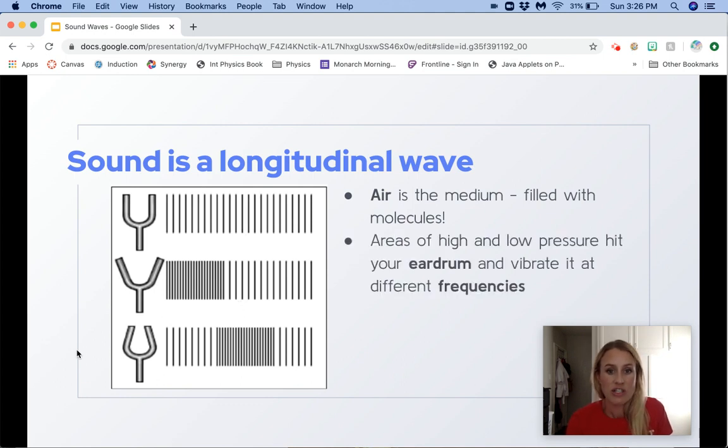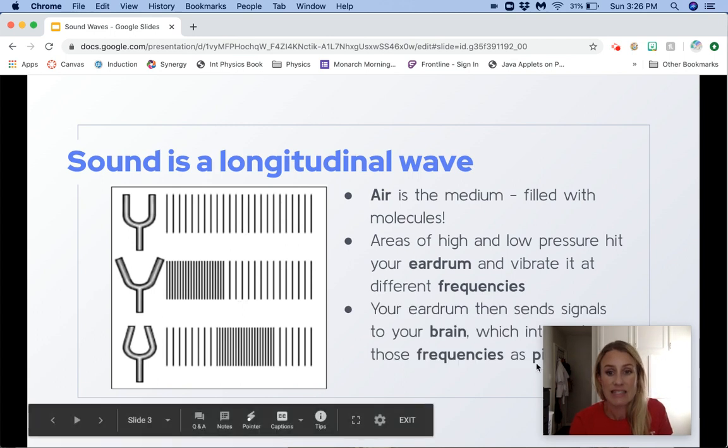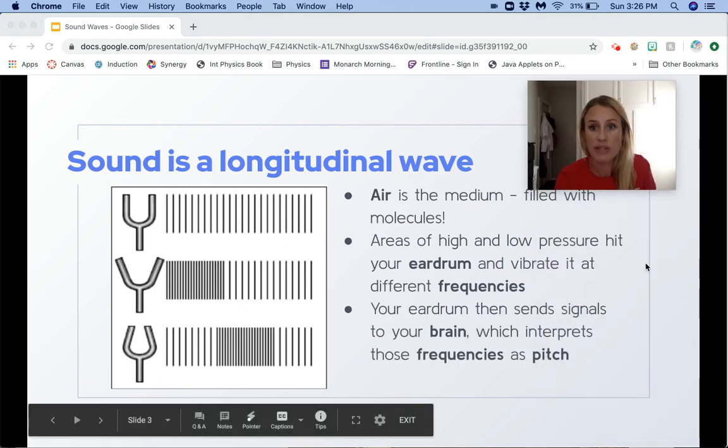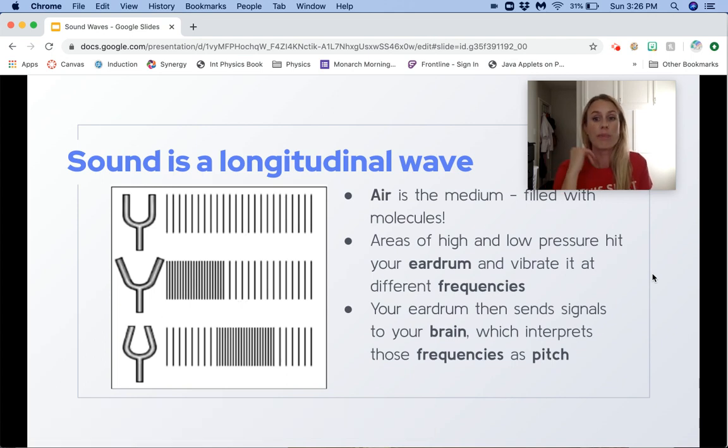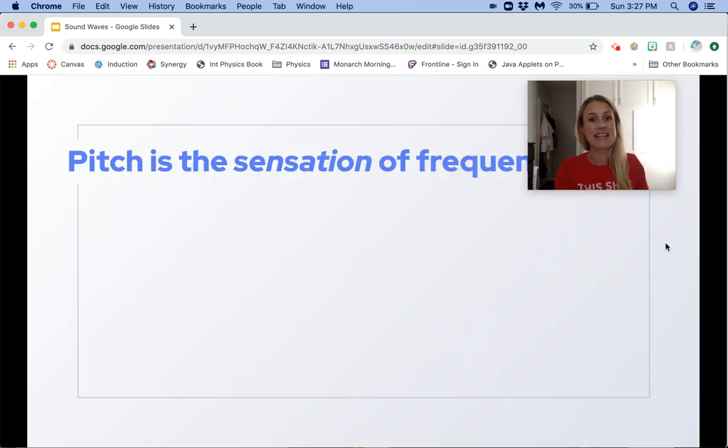Now, areas of higher and lower pressure hit your eardrum and vibrate your eardrum at different frequencies. When your eardrum vibrates at different frequencies, it then sends signals to your brain, which interprets those frequencies as pitch. Pitch itself, we use interchangeably with the word frequency, but it's actually not the same thing. Pitch is the sensation of frequency. So the sound waves that you're hearing from my voice through your computer hit your eardrum, vibrate your eardrum, which then sends signals to your brain, and your brain interprets those frequencies that you're hearing as pitch.